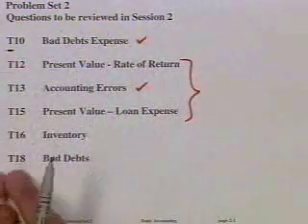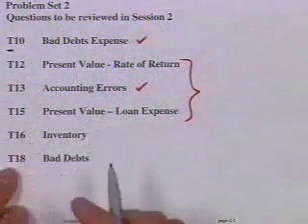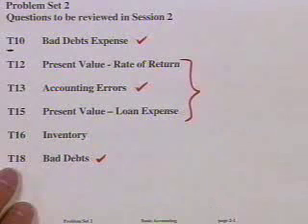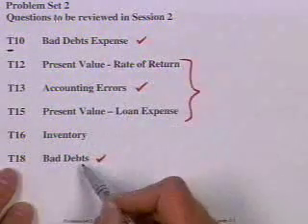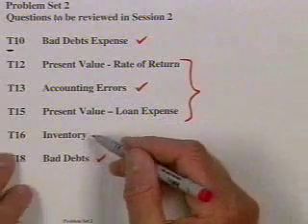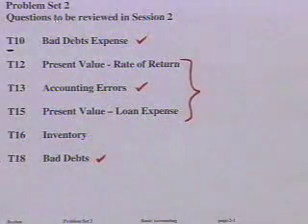And in this case, question T10 is similar to, but not the same as, question T18, which is also bad debts. So in my opinion, this bad debts question is sufficiently complicated that it made sense for us to do 2 examples of bad debts expense. And last, 16 is a fairly simple inventory type question. So let's get started. The first question that we're going to be discussing is question 10.